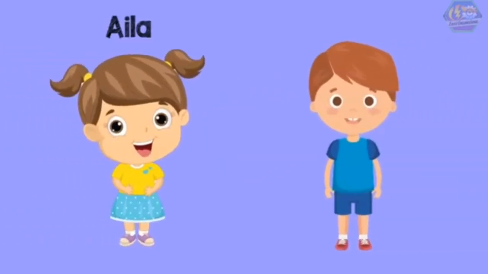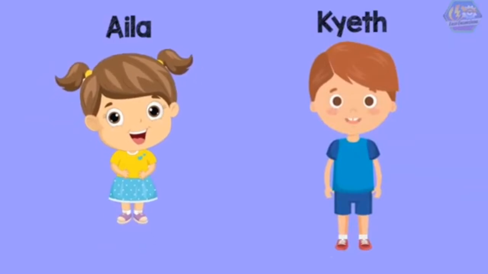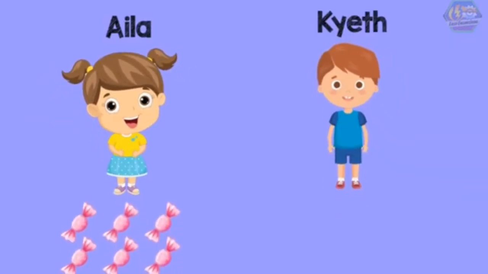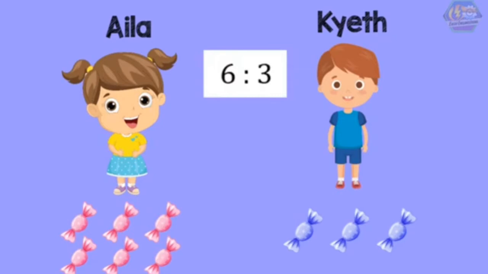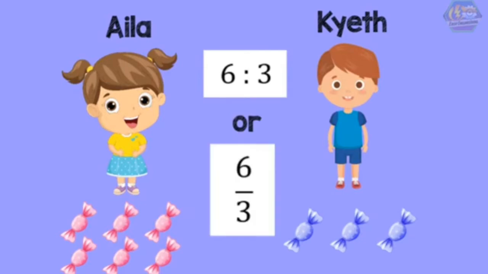Welcome to this class on ratio. We are going to be looking at concepts and other things in ratio. For example, Elia and Kate have sweets. Elia has 6, Kate has 3. We can write that as 6:3 in ratio, or we can write it as 6/3. So, two different forms of writing ratio.